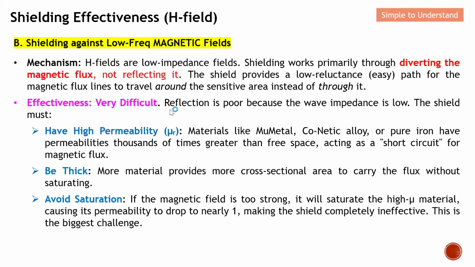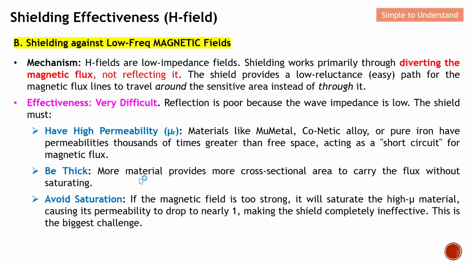So the shield must have high permeability. Materials like Mu metal, magnetic alloy, or even very thick pure iron have permeabilities thousands of times greater than free space. This in fact acts as a short circuit for the magnetic flux. As I mentioned earlier, for low frequency magnetic fields, absorption will be the one that actually works. So hence, the shield needs to be very, very thick.